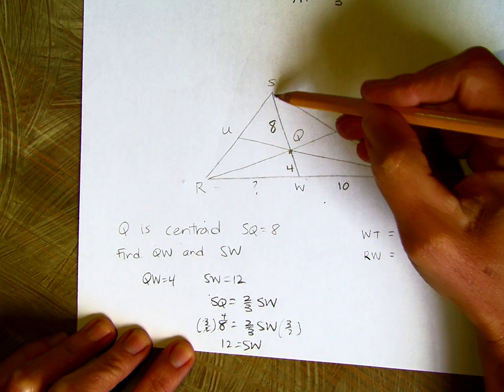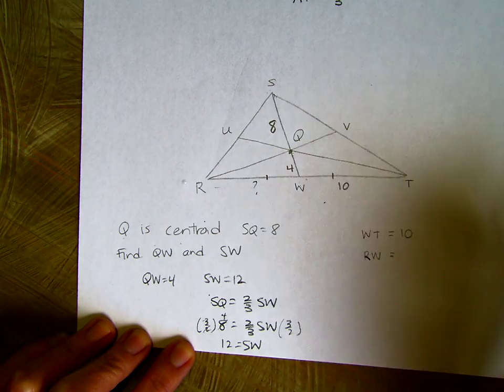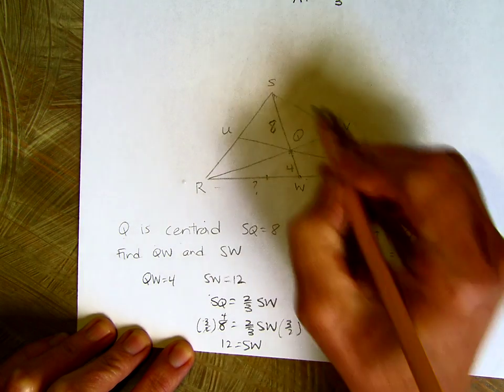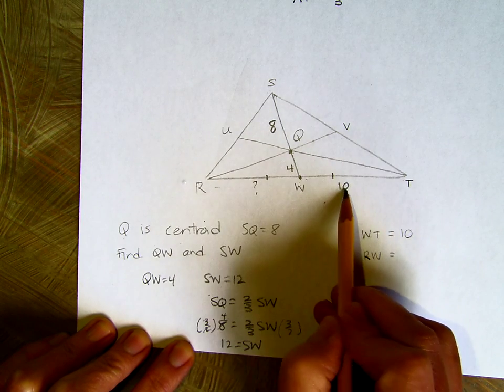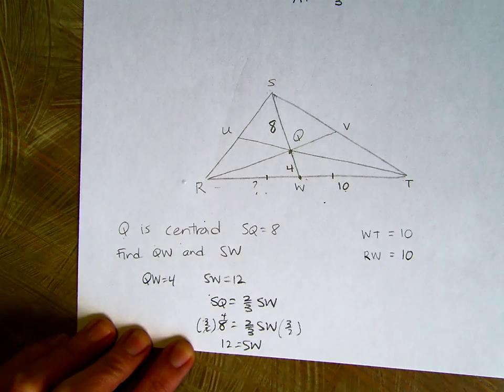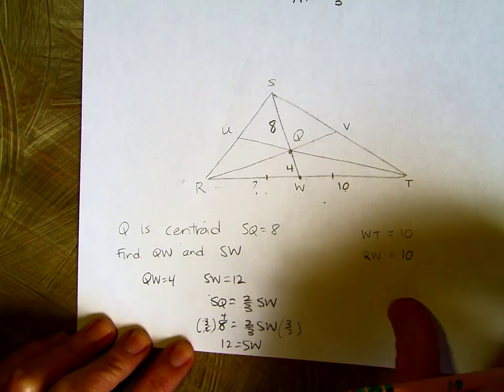Well, don't forget what S is. This is congruent to that. From a vertex to the midpoint of the opposite side. So this is the midpoint, that's 10. That has to be 10. So that'll help you with some of the problem solving.